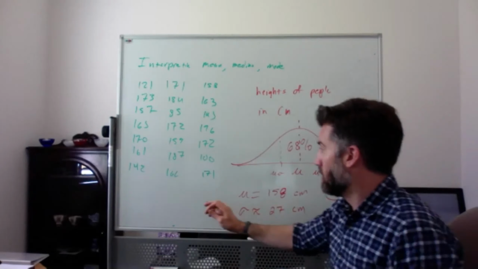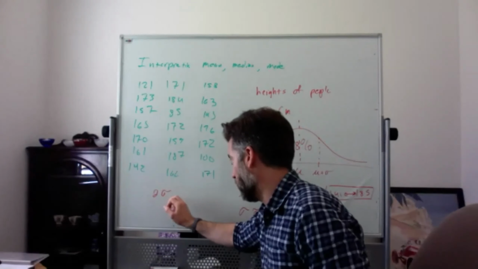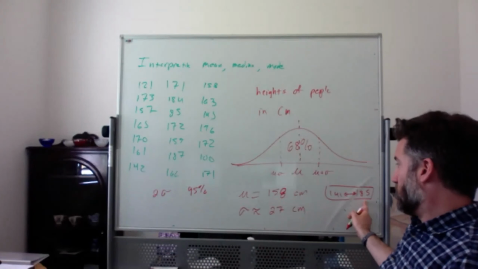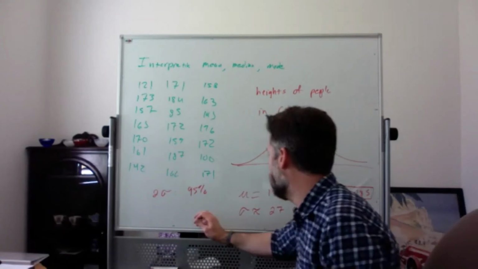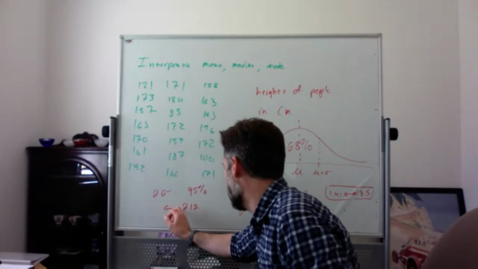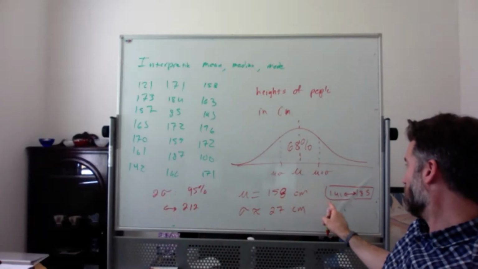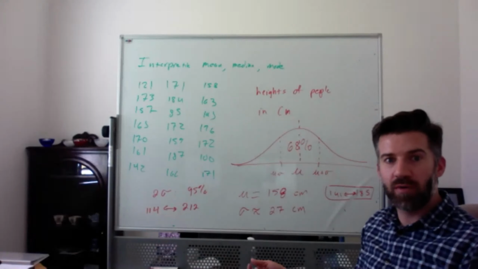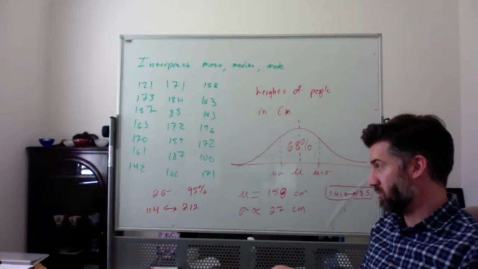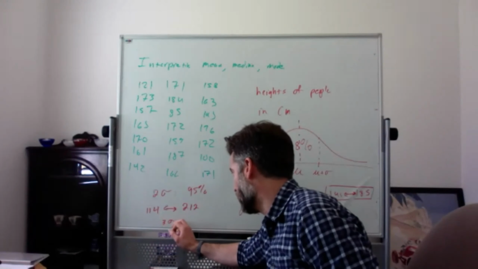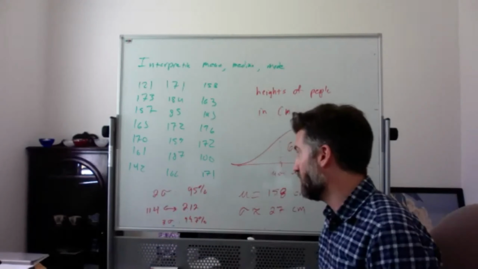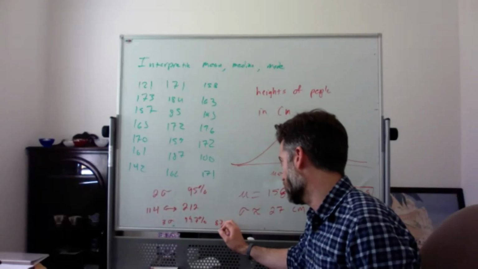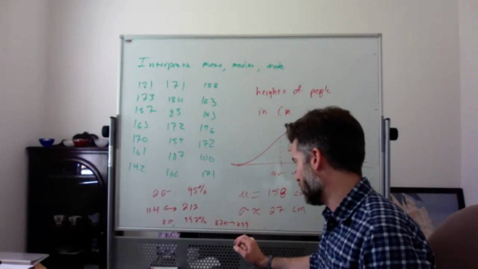And then, if you're going two standard deviations in either direction, you get about 95% of the data. So in that case, 185 plus 27 is 212, and minus another standard deviation would give me 114. So we'd expect about 95% of the data to be within two standard deviations, which is 114 to 212. And then three standard deviations is about 99.7% of the data. And that would be everything from 114 minus another standard deviation, which is 87, to 239, just adding 27, subtracting 27.